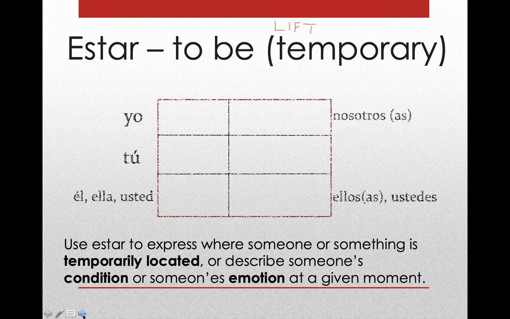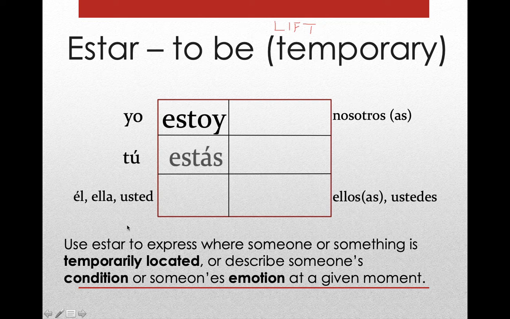All right, so how do we conjugate it? AR verbs: o, as, a, amos, an. Very, very similar except the yo form. It still has an O, but it is estoy. Estoy, not esto. Estoy. Then the tú form: you drop off the AR and do the same pattern. You add an AS. It does have an accent though. Estás. And then está is he or she is.